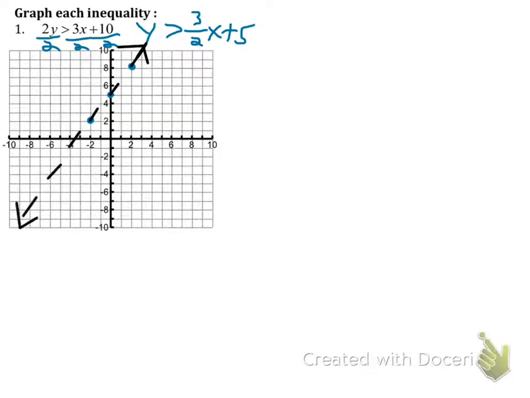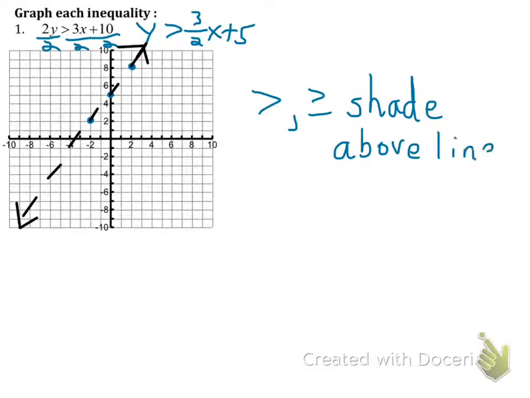Once we get our dashed line, the next step is we have to shade. So when we shade, we take a point on the line. Let's take that point right there. Since the inequality sign is greater than, like it says there, we are going to shade above. So anywhere above this line, anywhere up here from that point, if we go up, we will be above the line. So anywhere there will get shaded.